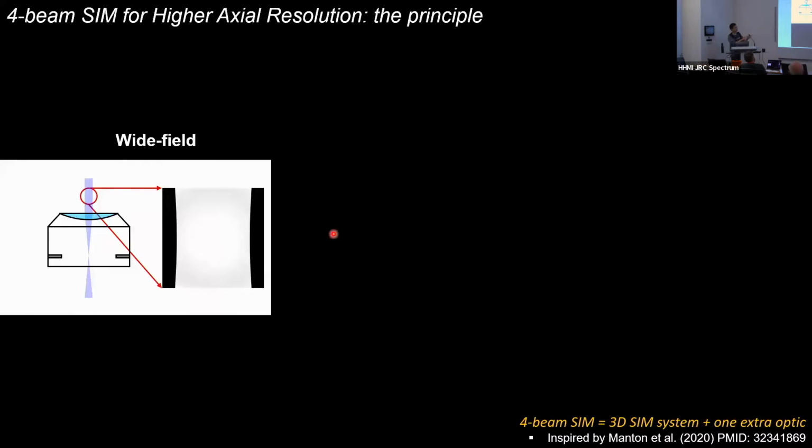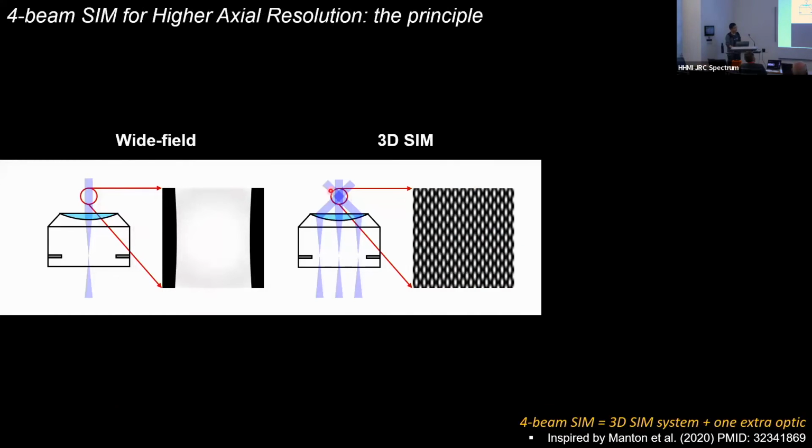So let's go back to the wide field. In wide field microscope, the sample is illuminated by one beam only, which everyone knows. In 3D SIM, the sample is illuminated by 3-beam interference, right, at the back focal plane. So we usually name this one and this one as ±1 order of the beam. And the central beam, some people call it 0th order, some other name it as DC order. So it's the same meaning here.